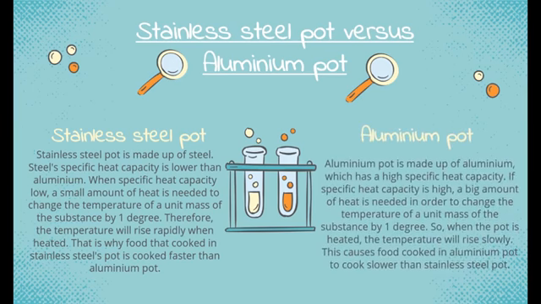Aluminium pot is made up of aluminium, which has a high specific heat capacity. If specific heat capacity is high, a big amount of heat is needed in order to change the temperature of a unit mass of the substance by 1 degree. So when the pot is heated, the temperature will rise slowly, and this causes food cooked in aluminium pot to cook slower than stainless steel pot.